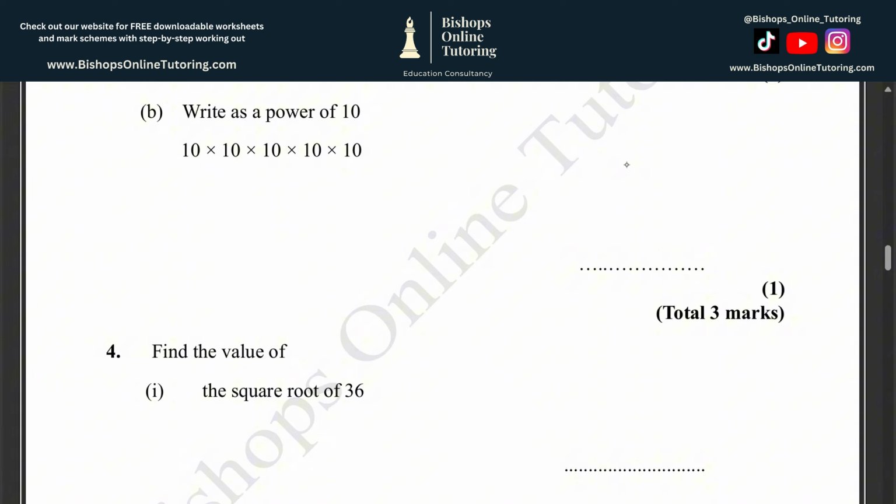Now, write as a power of 10, 10 times 10 times 10 times 10 times 10. So we know that our base number is going to be 10, and now we just count up how many 10s we have up here. So 1, 2, 3, 4, 5. So it'll be 10 to the power of 5, and that's all it is.